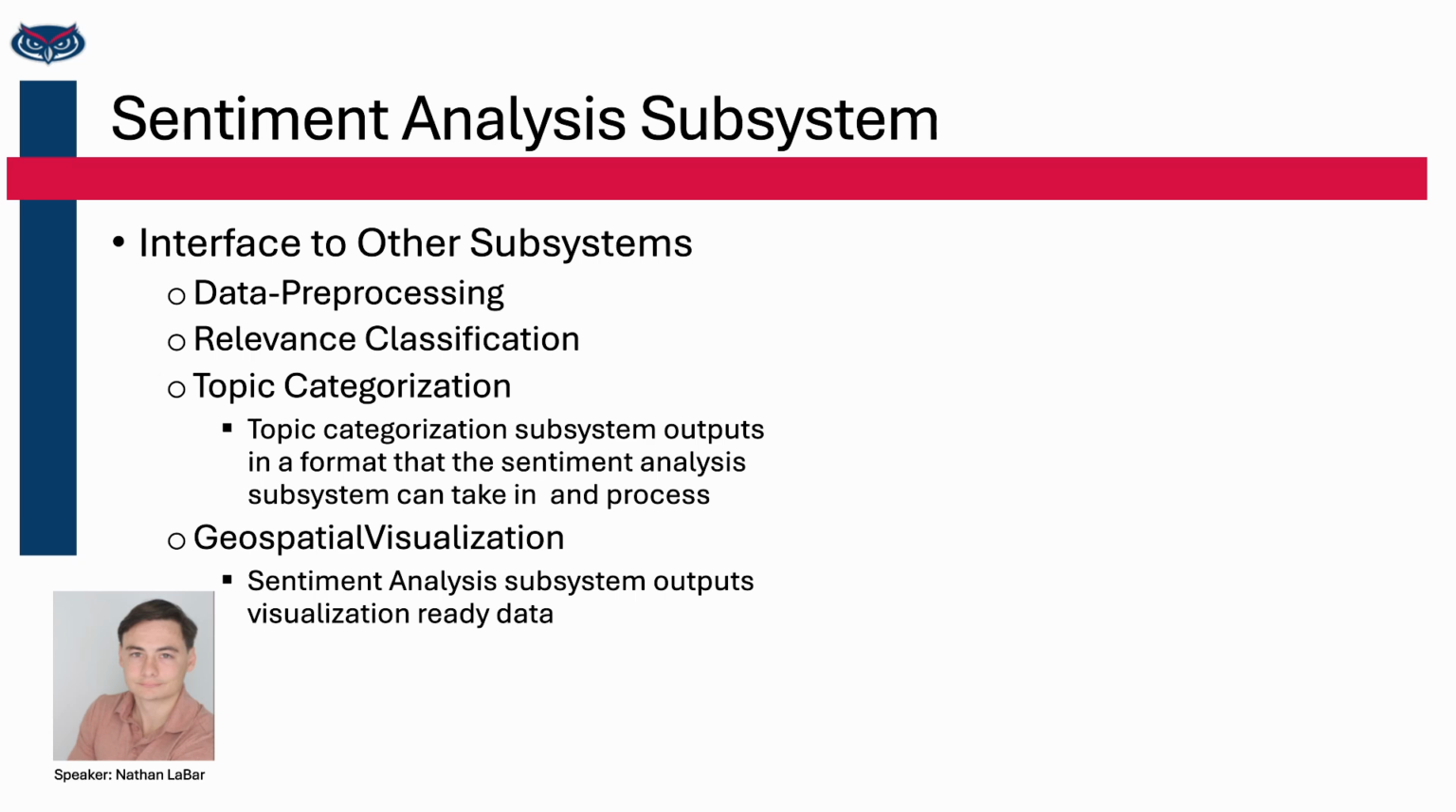This subsystem relies on the relevance classification and topic categorization subsystems. In the final system, we will only analyze tweets that are already confirmed as relevant and the data is already cleaned and pre-processed. Once sentiment labels are applied, the results are passed to the geospatial visualization subsystem, which will map these emotions geographically.